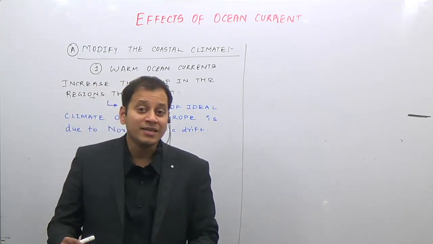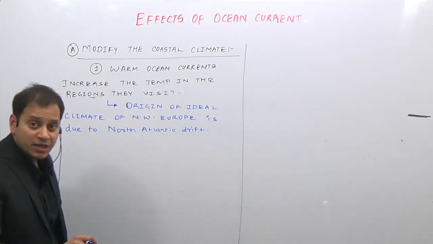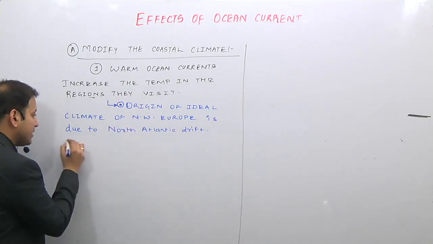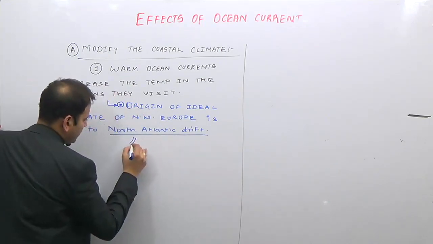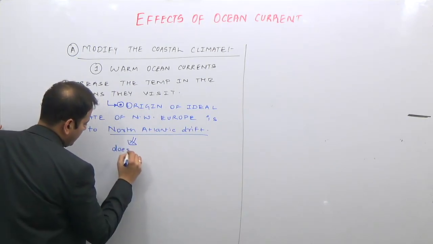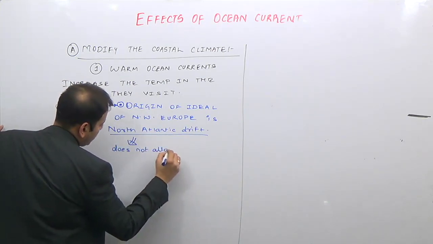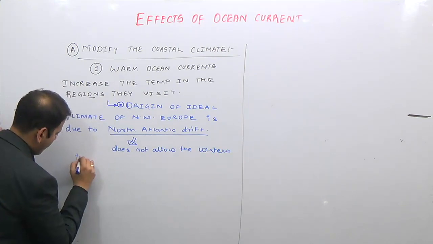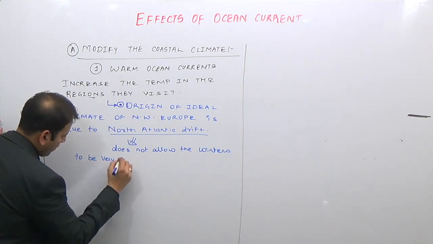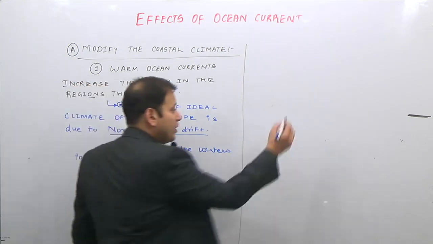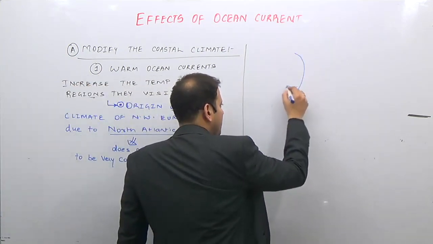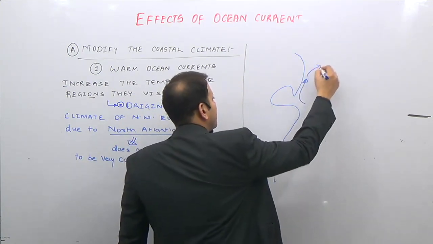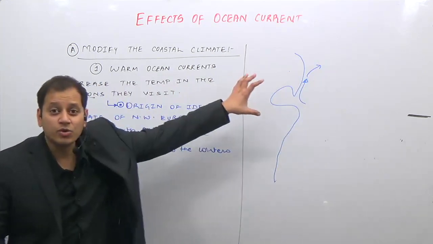Why is that so? This is due to the presence of an ocean current here. So what does this North Atlantic drift do? It does not allow the winters to become very cold. But if you look at the coast of North America, the same ocean current will increase the heat wave conditions during the summer season along the coast of North America.